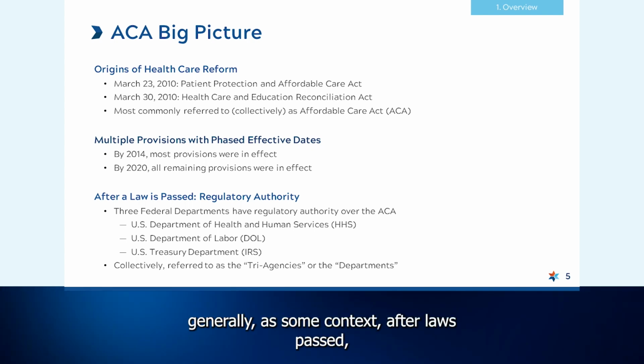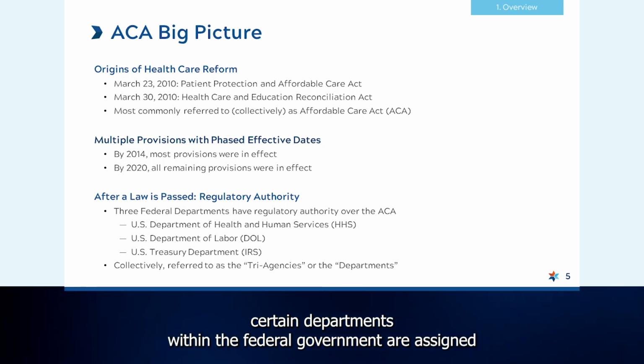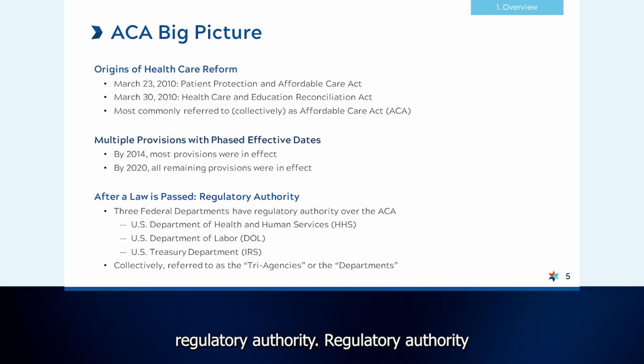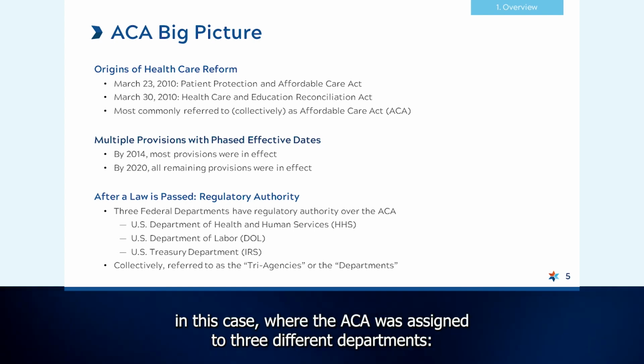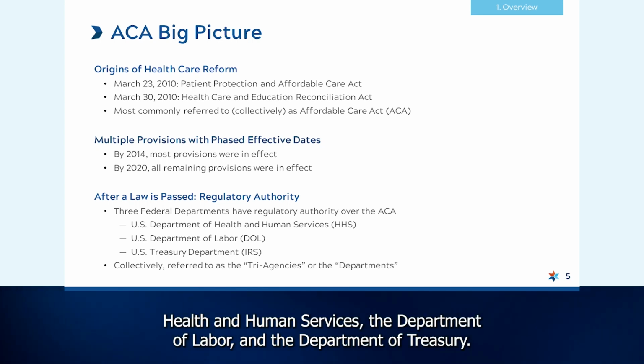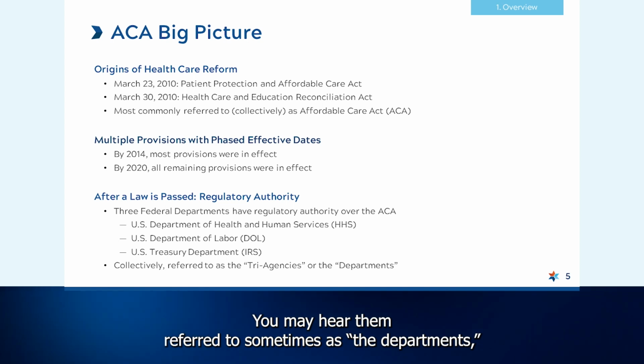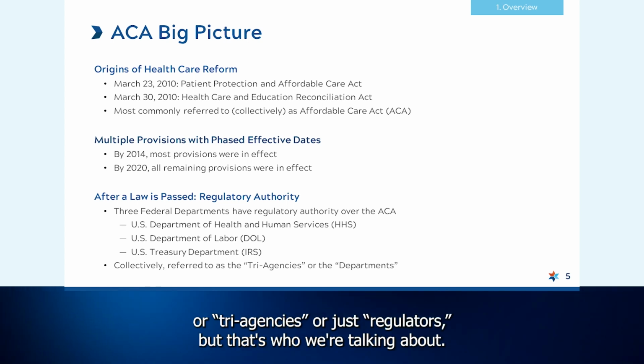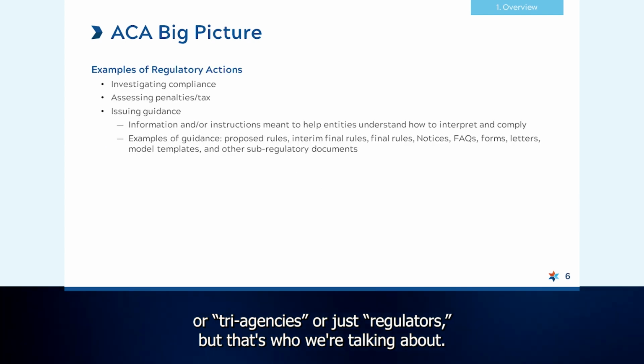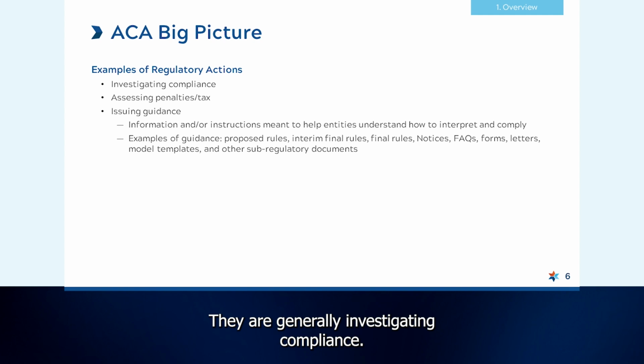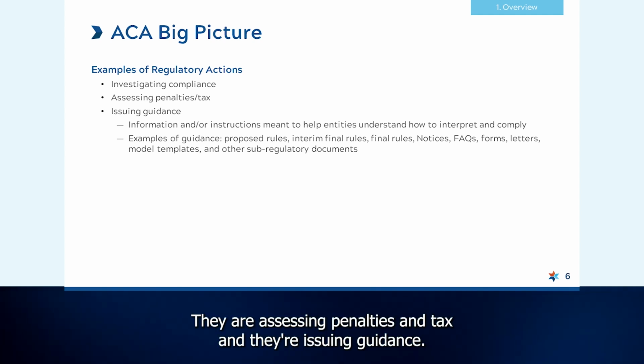So generally, as some context, after a law is passed, certain departments within the federal government are assigned regulatory authority. Regulatory authority in this case for the ACA was assigned to 3 different departments: Health and Human Services, the Department of Labor, and the Department of Treasury. You may hear them referred to sometimes as the departments or tri-agencies or just regulators, but that's who we're talking about. They are generally investigating compliance, they are assessing penalties and tax, and they're issuing guidance.